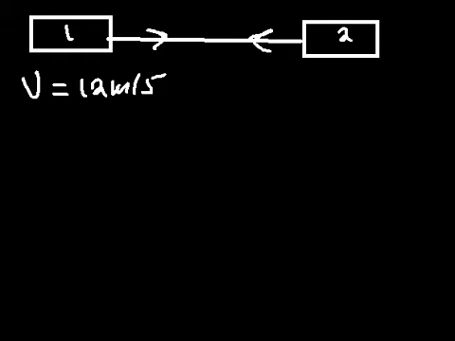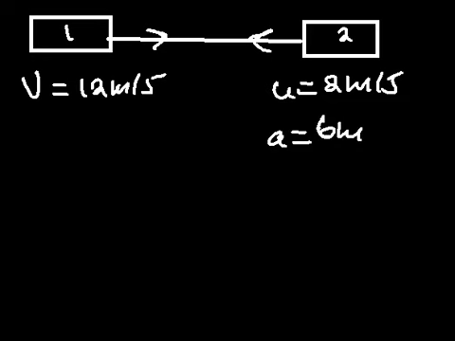And let's say object 2 is moving from an initial velocity given as 2 meters per second, at a constant acceleration of 6 meters per second squared. And assuming that the separation distance is 15 meters. So where will they meet, how far will the objects have to travel, and what will be their respective final speeds?